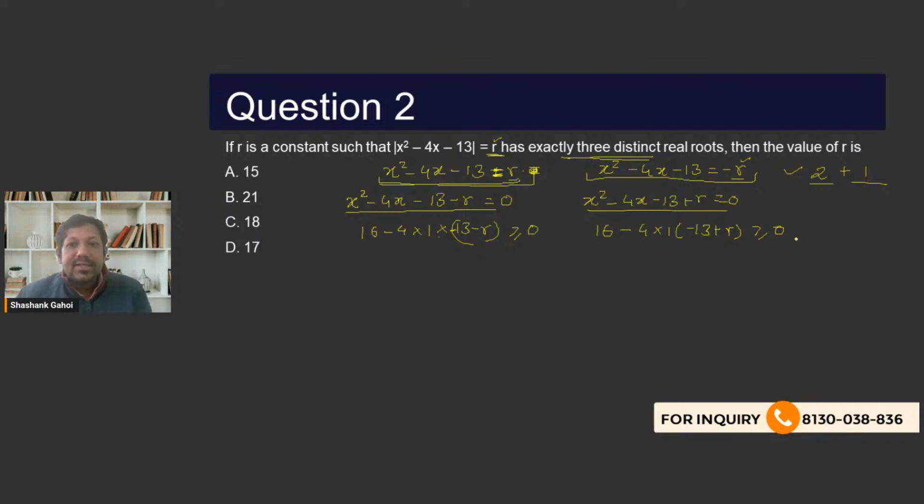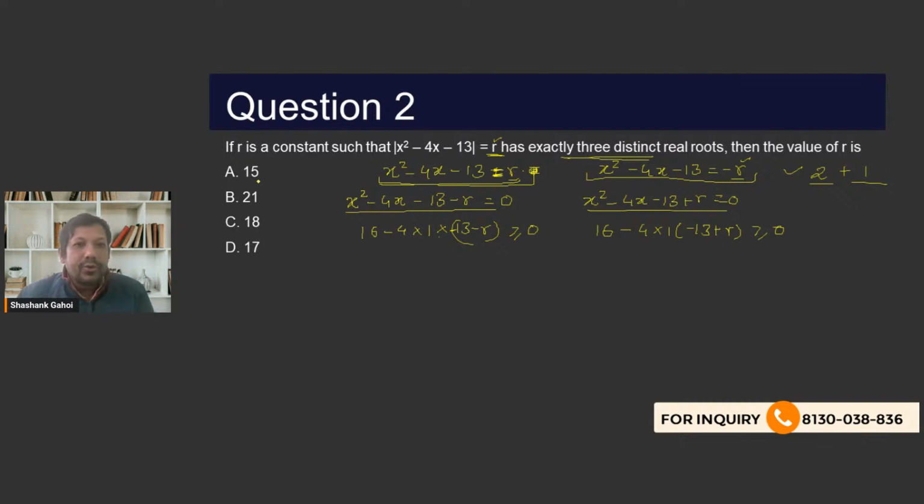If it is greater than 0 in both cases, then both equations are going to have two roots. The total number of roots is going to be 4. If in one case it is greater than 0 and in the second case it is equal to 0, then from one equation I am going to get two roots, and from the second equation I am going to get one root.